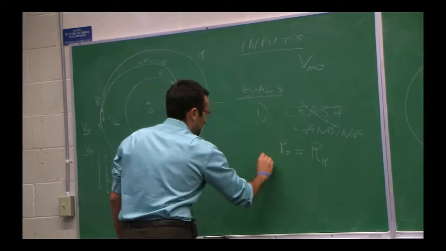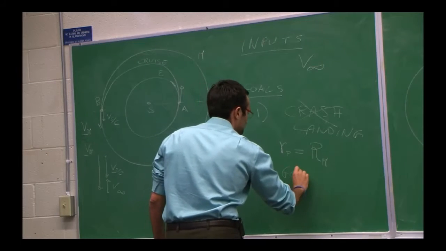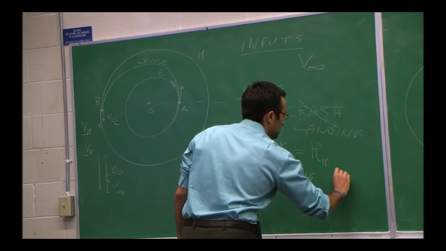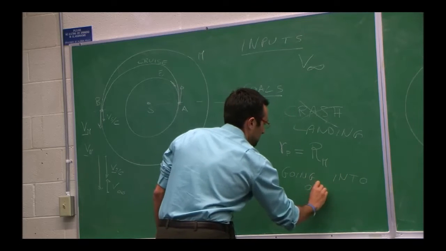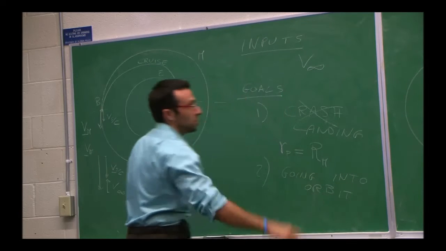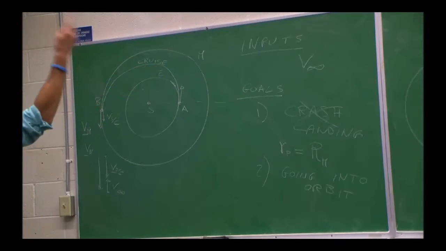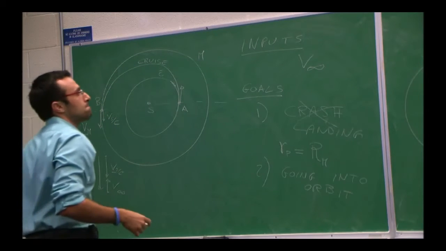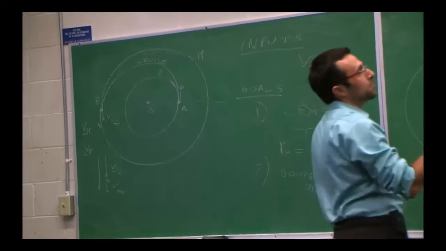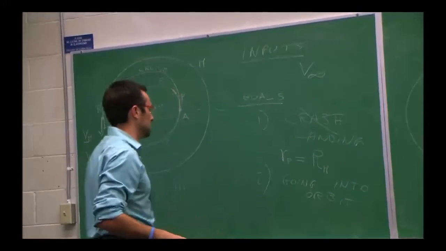A second goal could be going into orbit, meaning you don't want to leave the planet. You want to slow down that hyperbolic path and go into something like that, for example, an ellipse around the planet itself, which is here called the capture orbit. So it's a closed path around the planet.